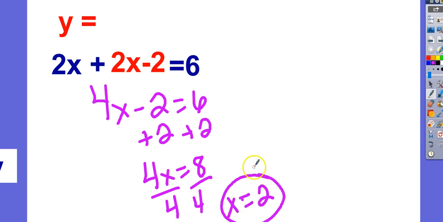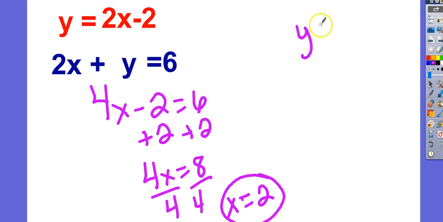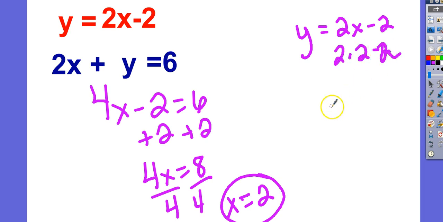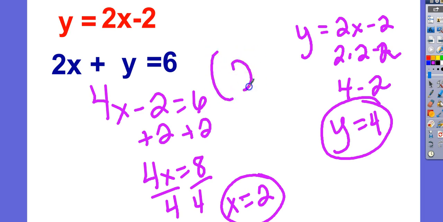Now, you can take either equation that you started with and plug in x to get y. So you can pick either one of them. I'm just going to pick the first one because it looks like it's the easiest. And I'm going to go in, and what is x? X is 2. So 2 times 2 minus 2, and that's going to be 4 minus 2. And so y is equal to 4. So my coordinates here are 2, 4, my x and y.